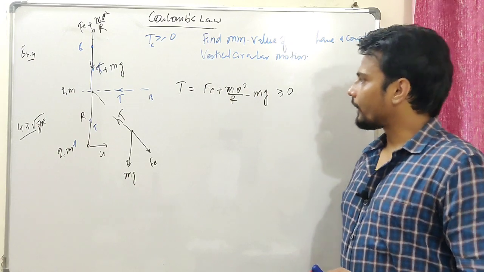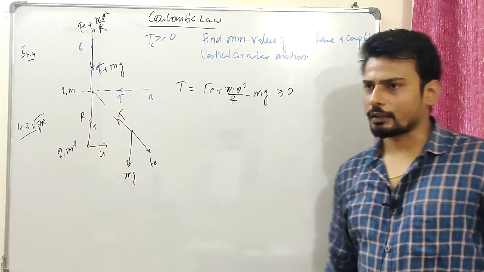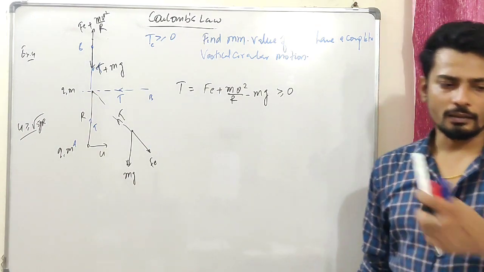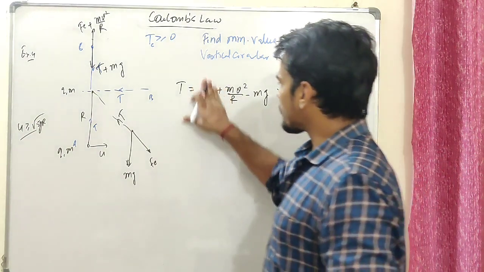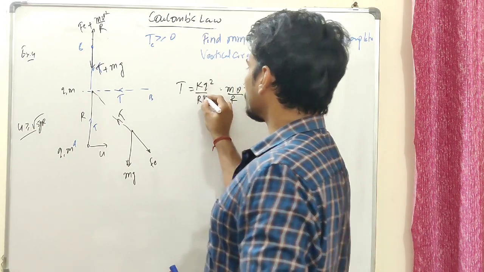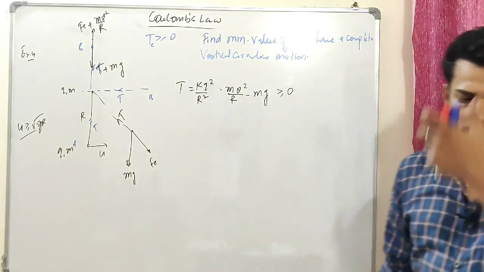Let us find the value of Fe. We can do that over here. Now what's the value of Fe? It's going to be kq square over r whole square, of course. So I'm going to replace it here itself to save some space. All okay, guys?